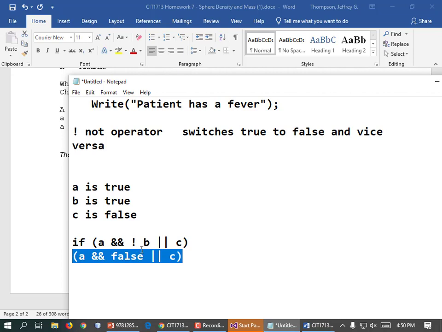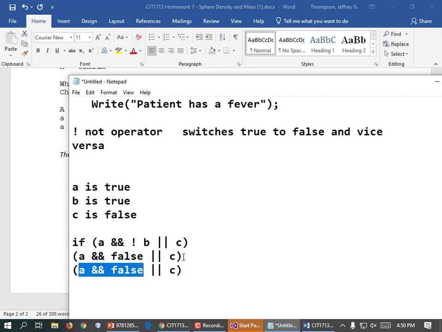And so at this point, after the evaluation of the second operator, this side evaluated to false, and then C is false, and so false or false. Is that true or false? Well, for or to work, one or the other side has to be true. Neither side is true, right? Yeah. So the whole thing is going to evaluate to false.